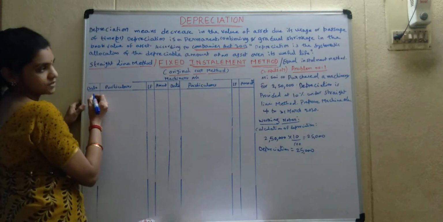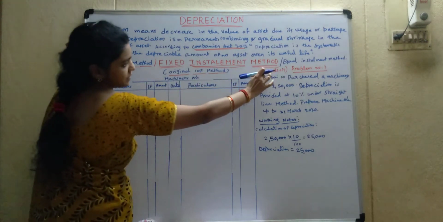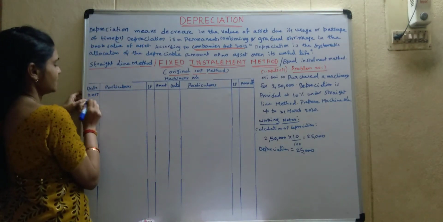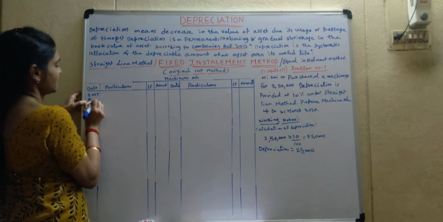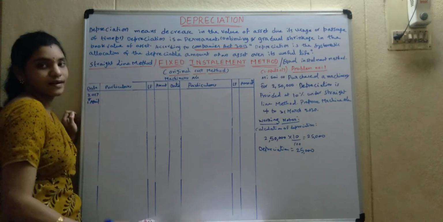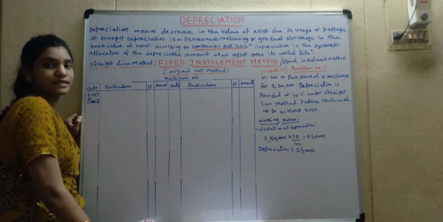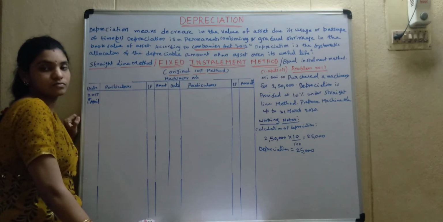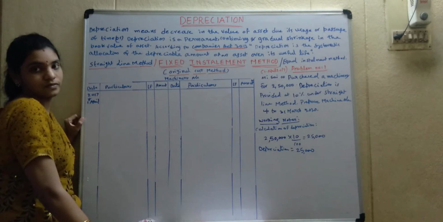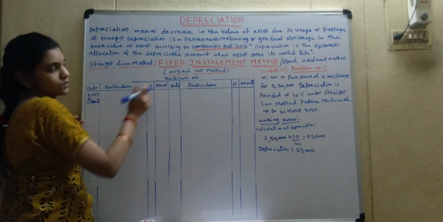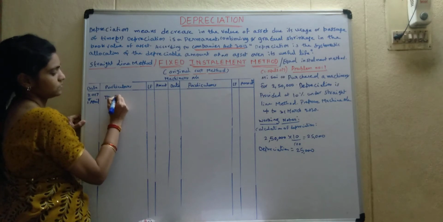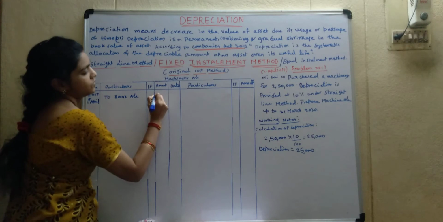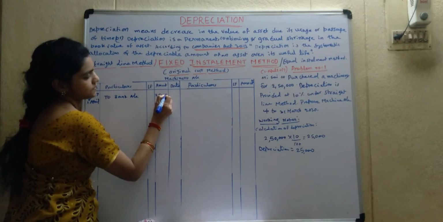Here, what's the date? They purchased the machinery on 1st April 2017. What's the entry if you purchase machinery? Machinery account debit to bank account. In this machinery account, what do we write? To bank account, amount 2,50,000.